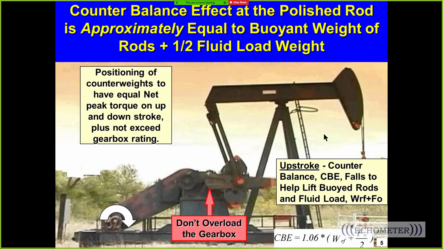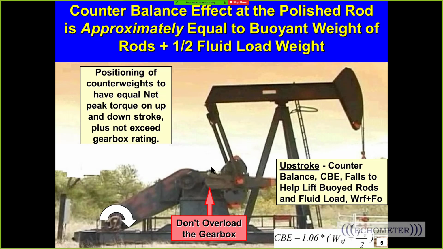And so if you're wanting to balance as close as you can the upstroke and the downstroke load, then the effect of the weights and the cranks over here at the polish rod should be the average of the upstroke and downstroke loads. So it should be the weight of rods in fluid plus half the pump load.